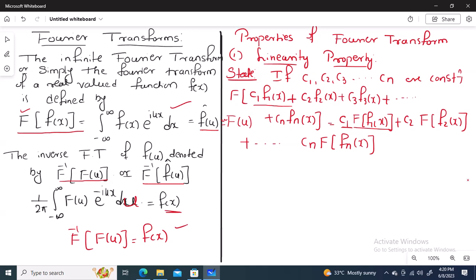So how do we prove this? The proof is also very simple. I'll just prove this side once again.